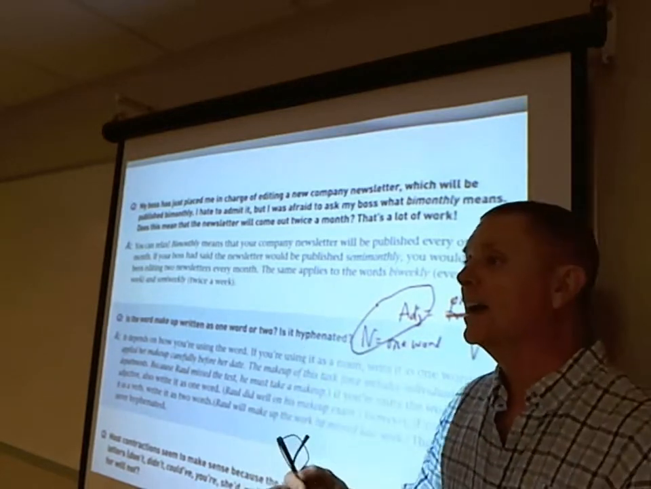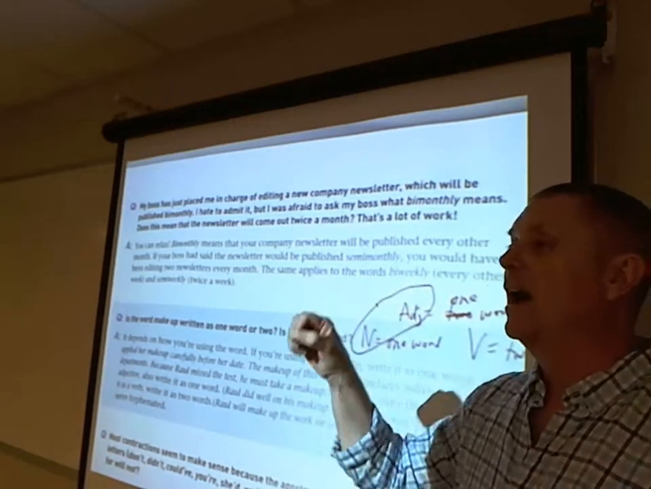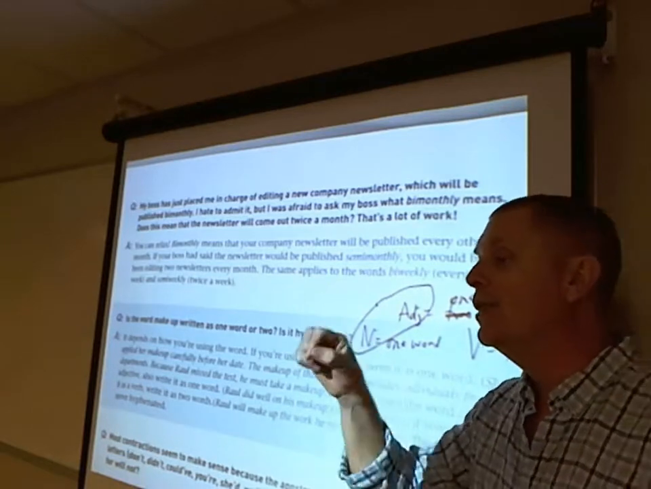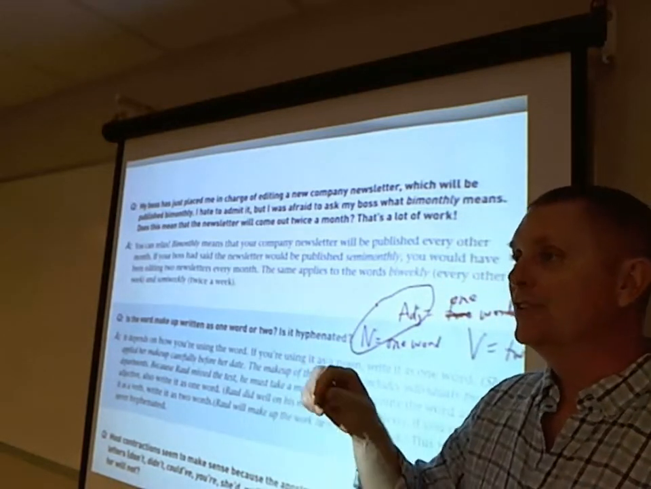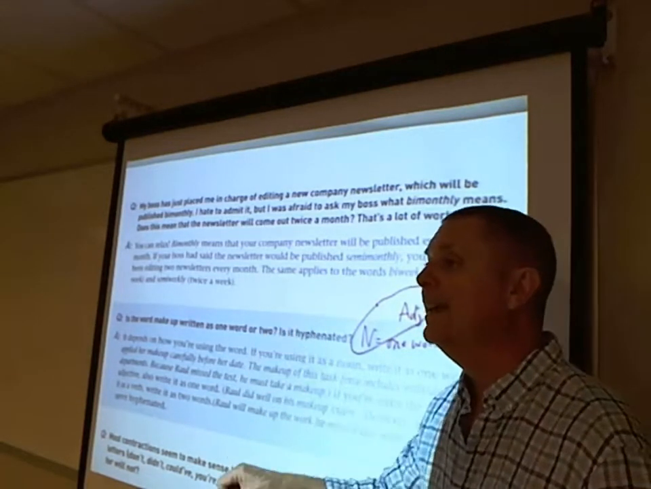But if you wanted something to be published twice a week or twice a month, you would use semi-weekly. If it's semi-weekly, it's twice a week. If it's semi-monthly, it's twice a month.